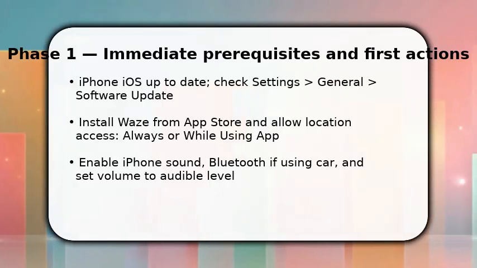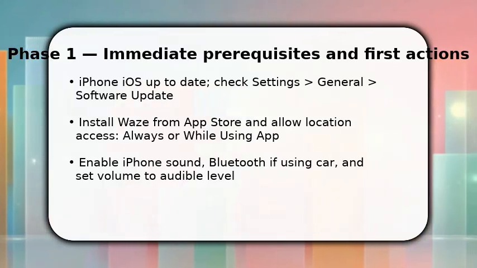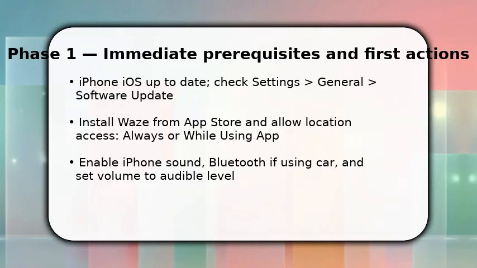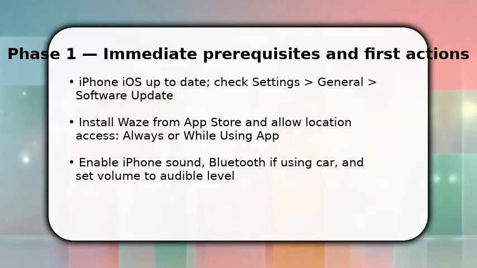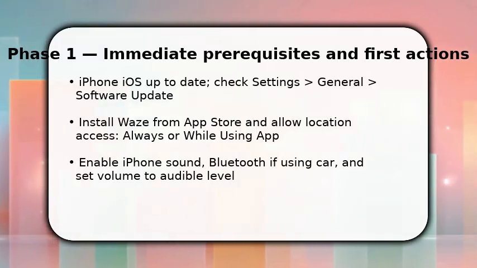You begin by confirming prerequisites. Update iOS, install Waze, and grant location permission so voice routing works. Once done, open Waze and tap the magnifying glass to access settings quickly. Make sure sound and phone volume are audible, and pair Bluetooth if you want car audio.